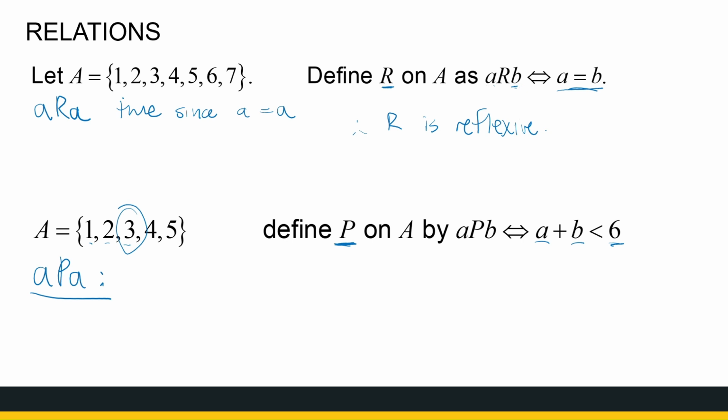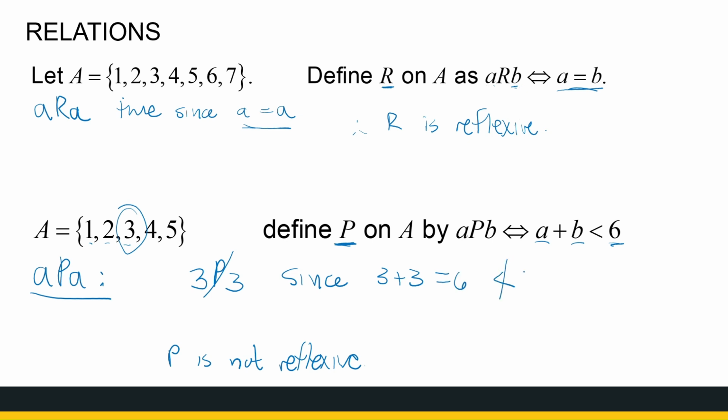So we can see that P is not reflexive. But to show that, I don't have to look at a general case. To show that it's not reflexive, I need only one that doesn't work. So if I look at 3P3, that is not true, since 3 plus 3 is equal to 6, and that is not less than 6. So we need one counterexample to show that it doesn't work. So now I've shown that P is not reflexive.